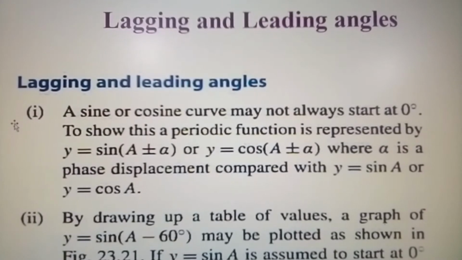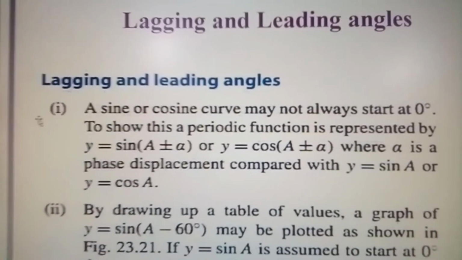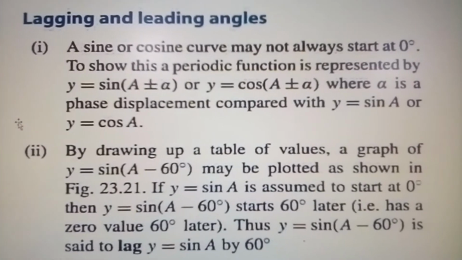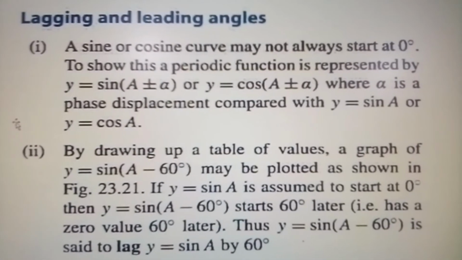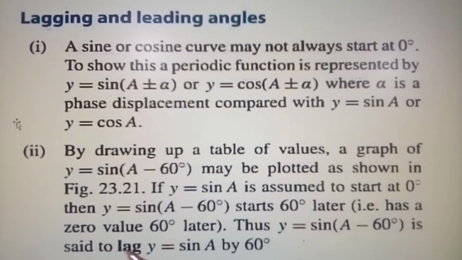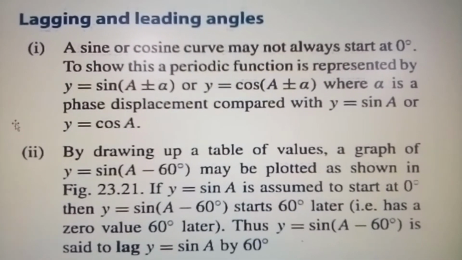Thus y equals sine A minus 60 degrees is said to be lagging y equals sine A by 60 degrees. And notice the emphasis there on lagging. And here we have lagging, and that's the point of lagging here. Once it goes minus, it means it's minus. It is a lagging factor.